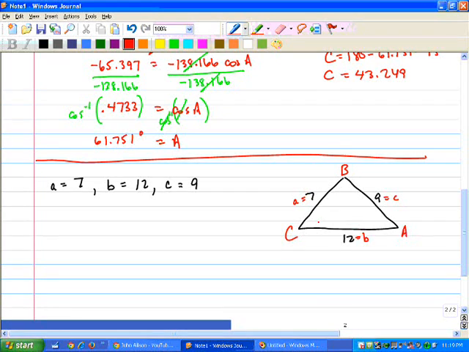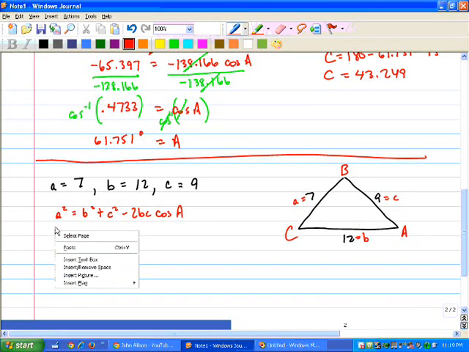Now we need to choose one of the angles to solve. Let's just choose A since it comes first in alphabetical order. If we're solving for angle A, we have to use the version of the law of cosines that has angle A. And that is A squared equals B squared plus C squared minus 2BC cosine angle A. Now we plug in all our sides, then we solve for angle A.